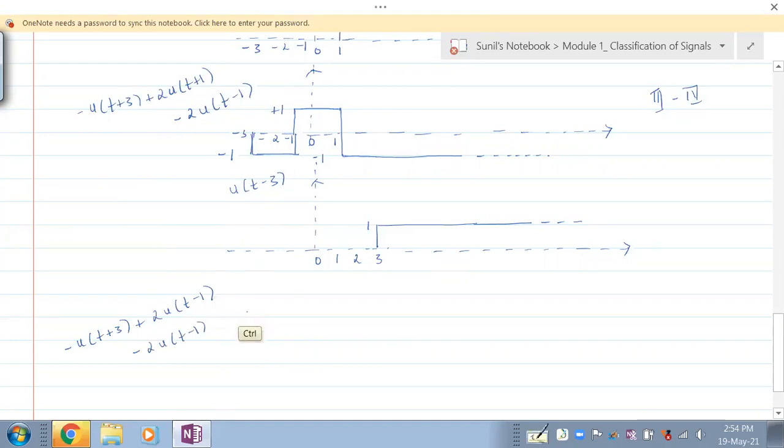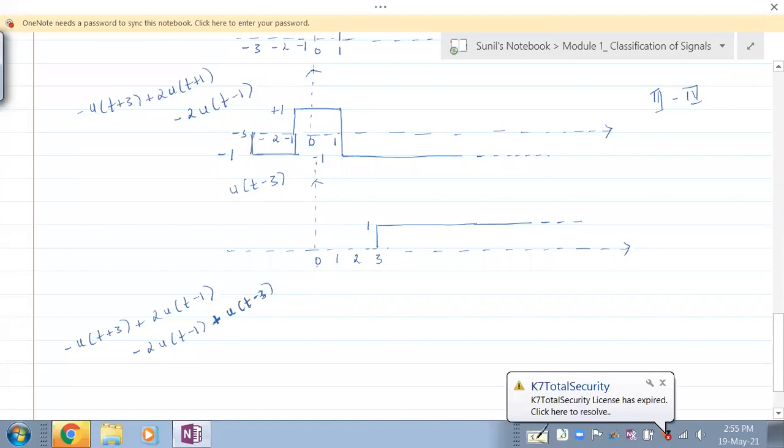To this, we're adding what? u of t minus 3. Let me just bold it so that you will understand. So this is the signal we are adding to it. Fine. So that signal we shall sketch now. Okay, and that would be your final signal.